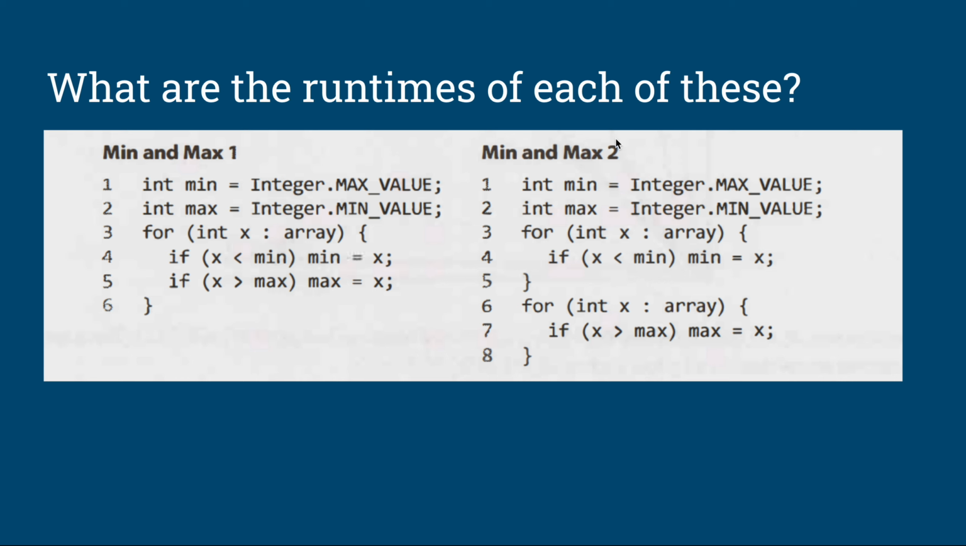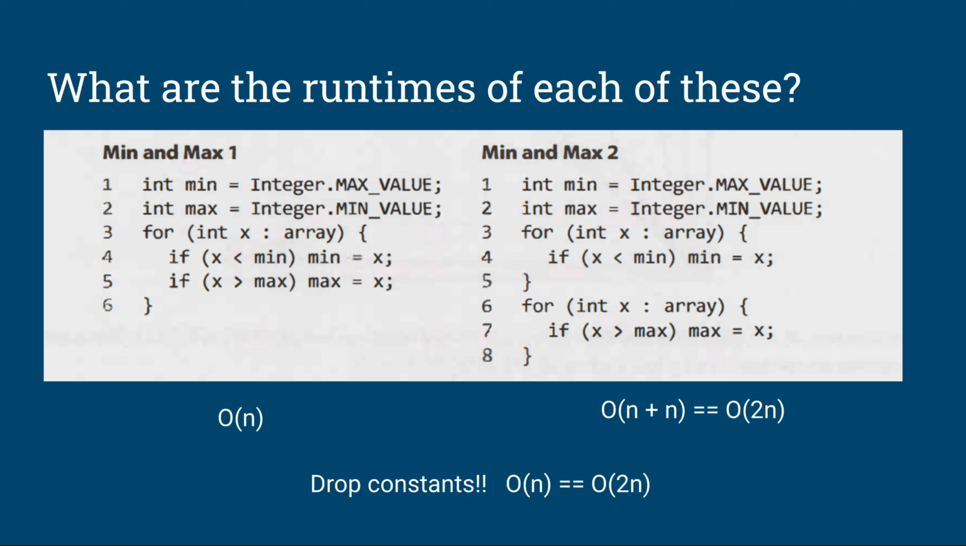Now, what do you think this one on the right is, now that you know that the one on the left is O of n? You can pause the recording here to take a guess. Okay. The one on the left is O of n. The one on the right is O of n plus O of n, right? Because these for loops are both here, which is O of 2n. So we drop constants. So O of n is equal to O of 2n.